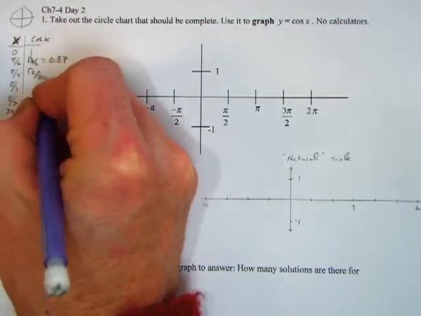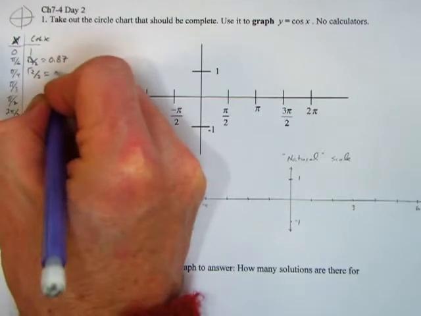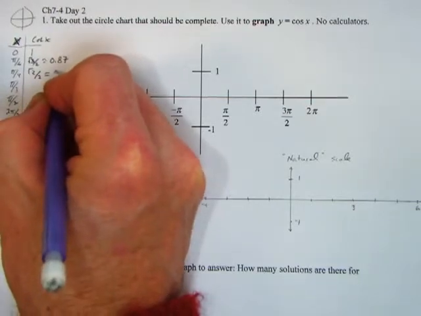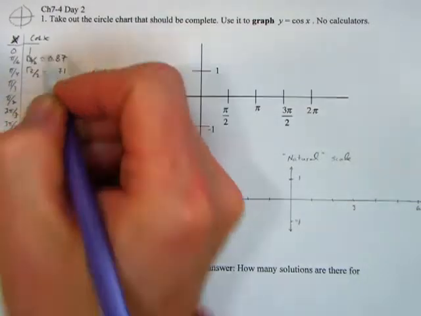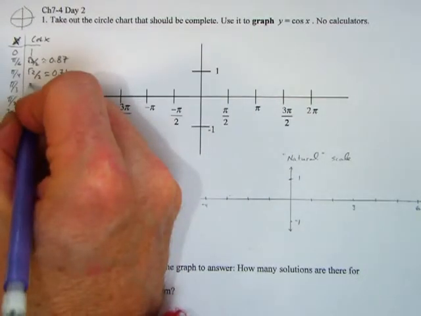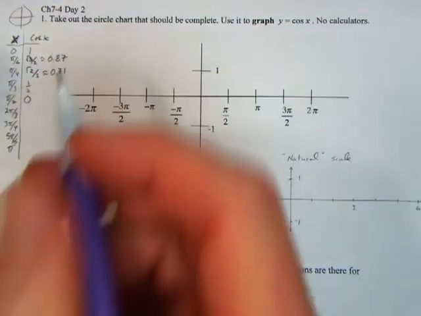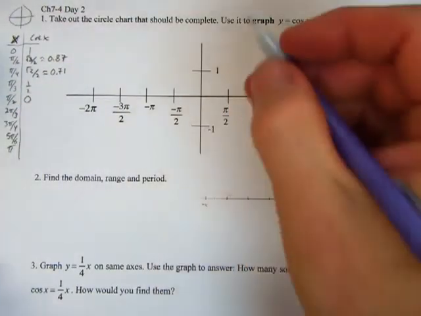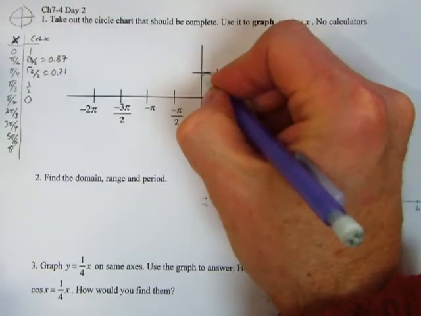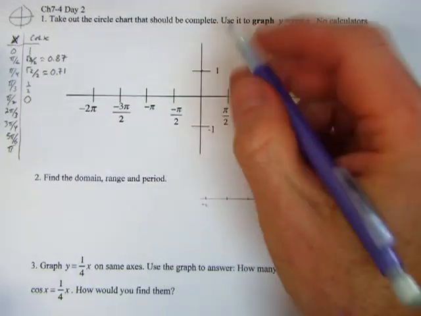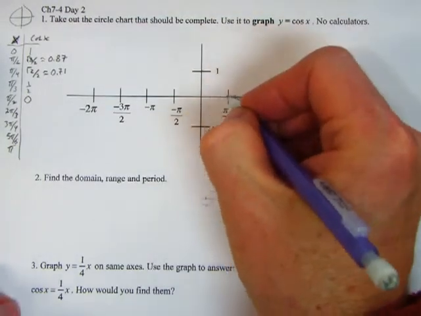Cosine of pi over 4 is root 2 over 2, 1.4, etc. divided by 2, and we'll get 0.71. Pi over 3 is 1/2. Cosine of pi over 2 is 0. So when we're looking at this, we can start graphing it. 0 is 1. Now we need to put in our scale here.